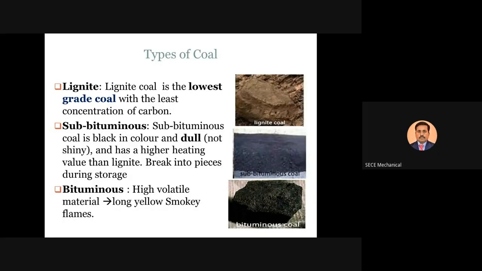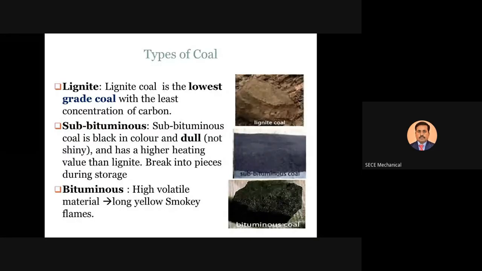Okay, right. And the third type of coal is bituminous, subbituminous. Subbituminous is another type of coal. It is black in color and dull shining, not a good shine. If it has a good shine, that is another type, that is bituminous. So subbituminous is black color but dull shining, and has a higher heating value than lignite. So the heat value is more compared with lignite.